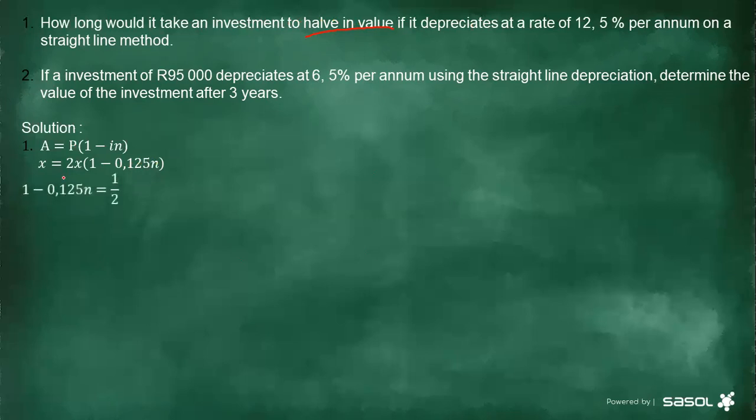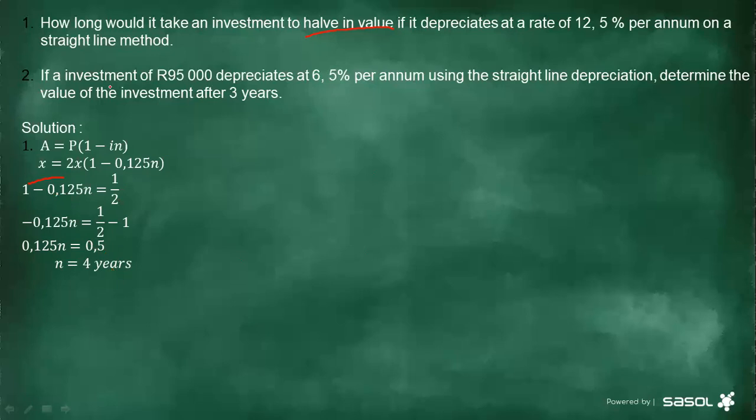Then from there, you divide both sides by 2x, which gives us 1/2. Then you transpose this positive 1 to the right hand side, so it becomes -1. Thereafter, you divide by the negative, and you have 0.125 n equals 0.5. Then you divide by 0.125, and it gives us 4 years. The number of years is 4 years.